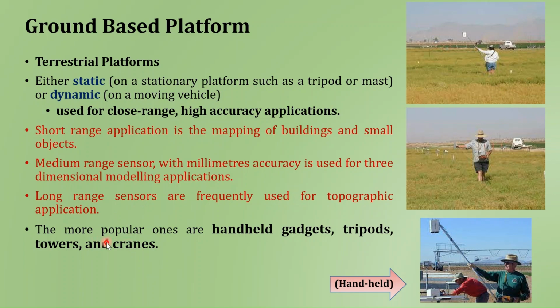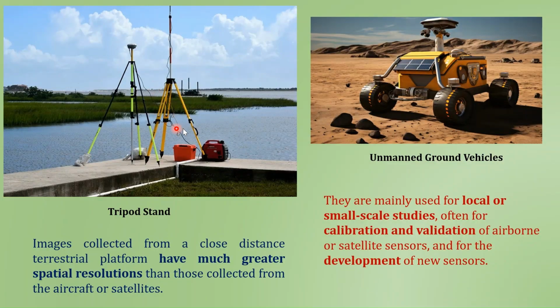Some of the popular ground-based platforms are handheld gadgets, tripods, towers, and cranes. Here we have some of the images related to handheld gadgets, and these provide us the facility to acquire the data from a particular area. Then the tripod stands or the unmanned ground vehicles can also be utilized for mounting the sensors.